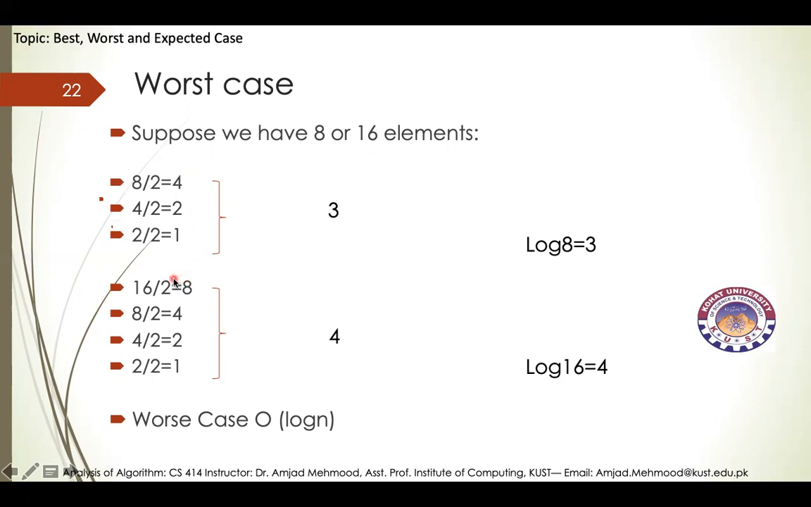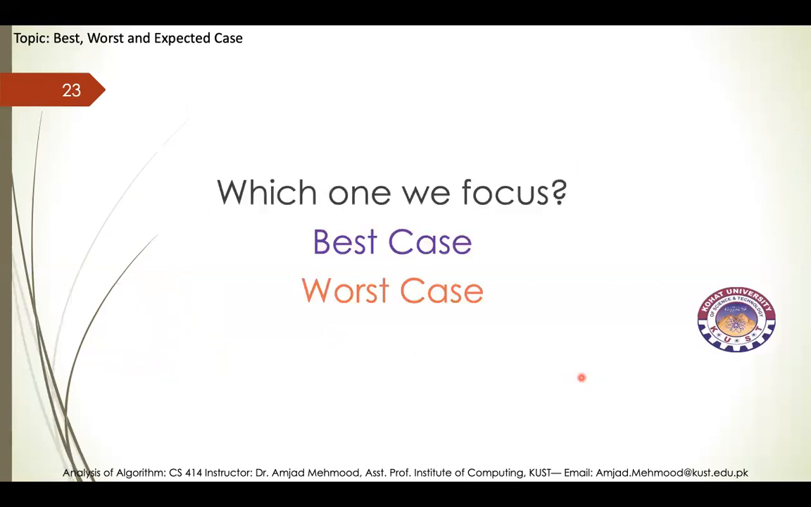Similarly, if that value is present in the list and you have 16, you will divide your list in 4 steps. So if you see, this is a kind of logarithmic algorithm. So we can say that the worst case would be big O of log n. This is the procedure of how many times you can divide your list. For 8 you divide the list 3 times, for 16 you divide the list 4 times. If you write it this way, you will understand that this is actually log n. So the worst case will be log n.